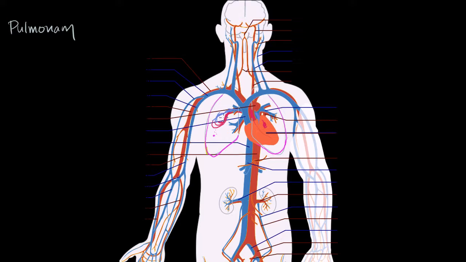So the pulmonary artery, no oxygen. Or maybe I shouldn't write that. I should write deoxygenated, because there might be some oxygen. Deoxygenated. And then the pulmonary vein, it has oxygen. It has oxygen. So that's this little loop here that we start.